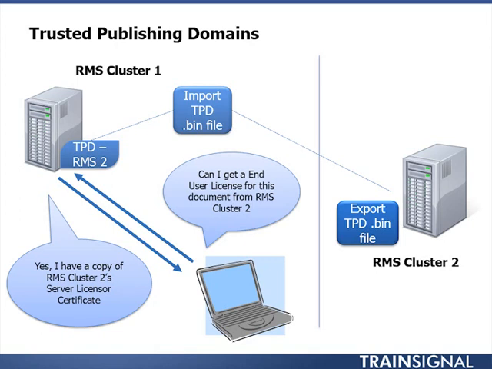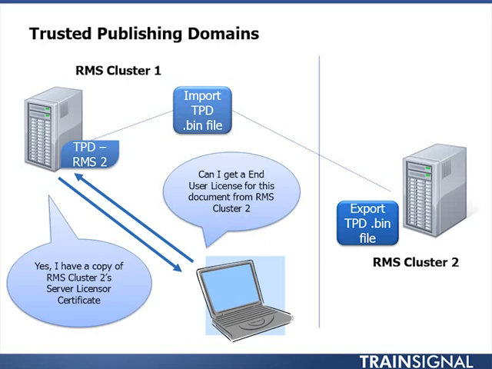Ordinarily, RMS cluster 1 would say, no, I don't have an appropriate server license or certificate to unpack the information about that document that was put there using the public key of RMS cluster 2. I would need RMS cluster 2's private key to be able to do that. But when we use a TPD configuration, we do exactly that. We actually put a copy of the server license or certificate, the SLC, from cluster 2 on cluster 1.